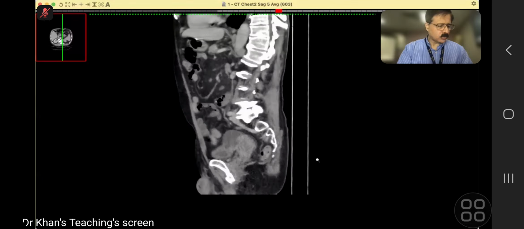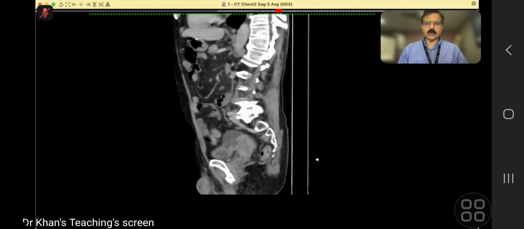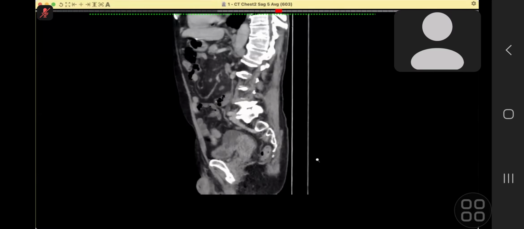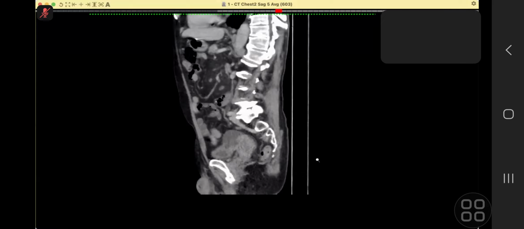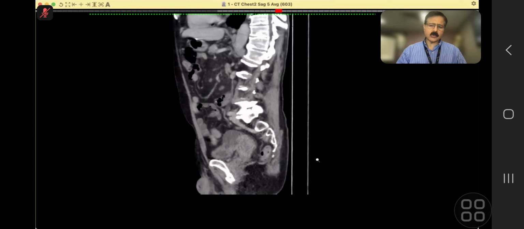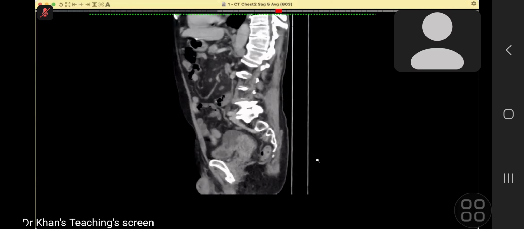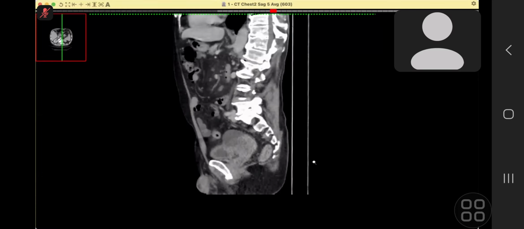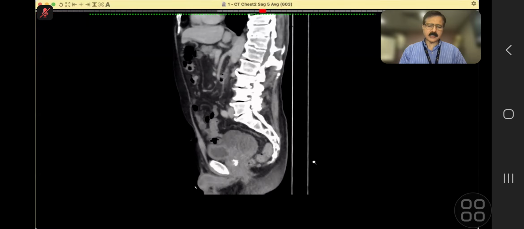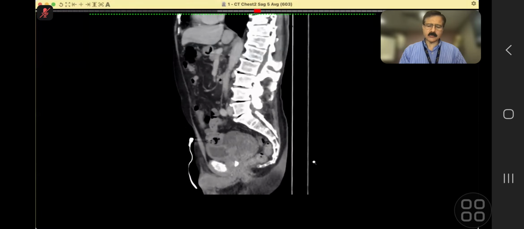What would you like to do to confirm your findings? Yes. First, I will check the bone window to see if there is any diffuse. No, I'm not interested in the bone window. The mass itself, how would you like to evaluate this? You have said that you think this mass is arising from the prostate. How can you confirm it? What modality will help you to confirm it?